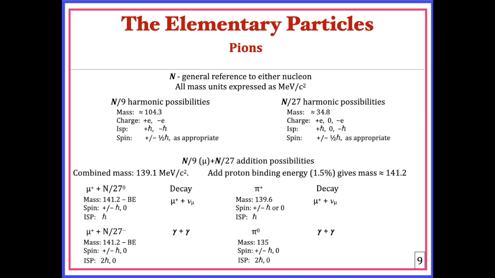Now look at the properties of the pi-naught neutral pion. At 135 MeV per c squared, its mass is significantly lower than that of the charged pion. This is as expected. All other properties are the same. This time it decays to 2 photons, and this is also expected.